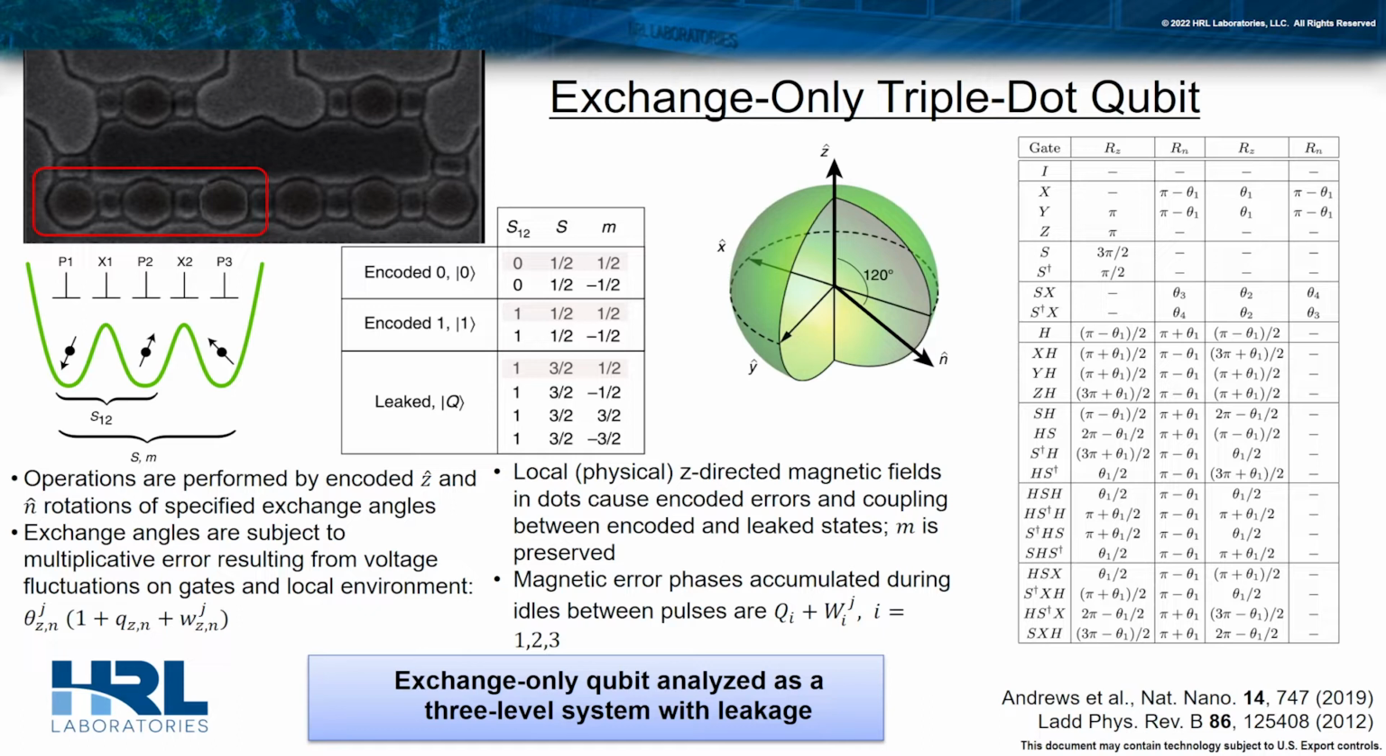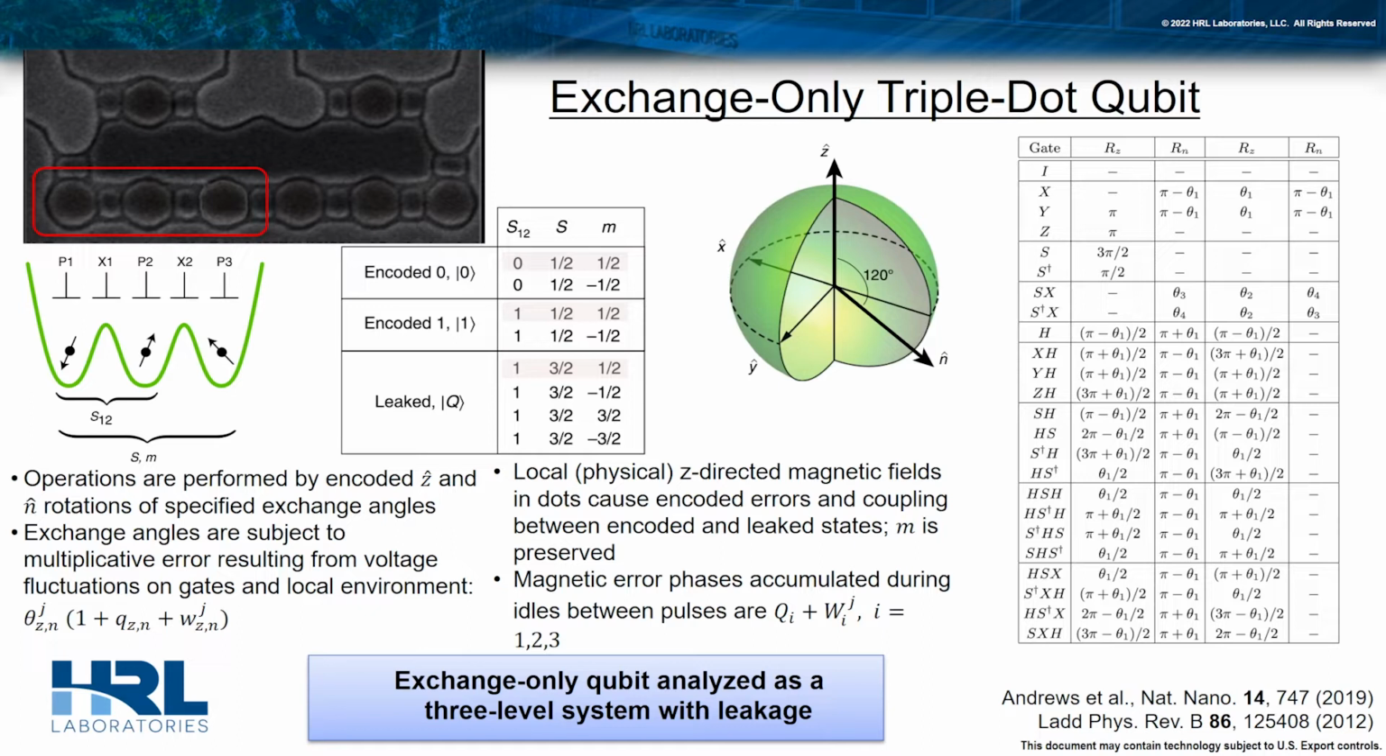The exchange-only triple dot qubit is formed from 3 spin-1/2 electrons. The top left shows an SEM of a 6-dot device. Just focus on the 3 dots highlighted in red, which trap 3 electrons. The 8-dimensional Hilbert space is described by 3 angular momentum quantum numbers.